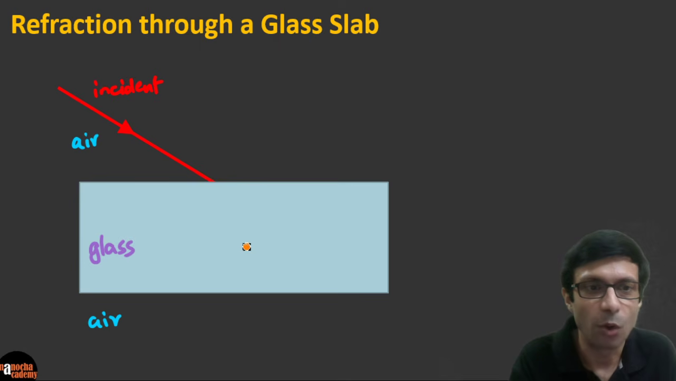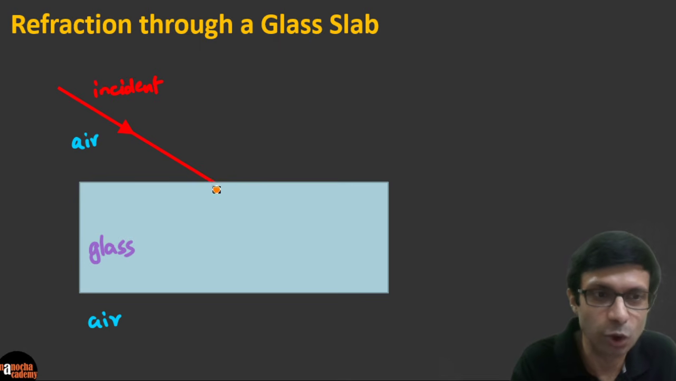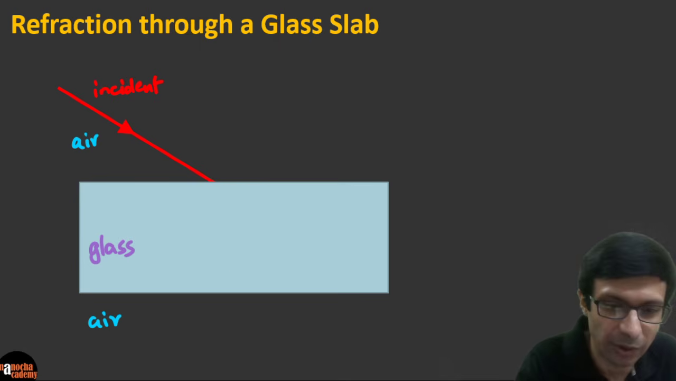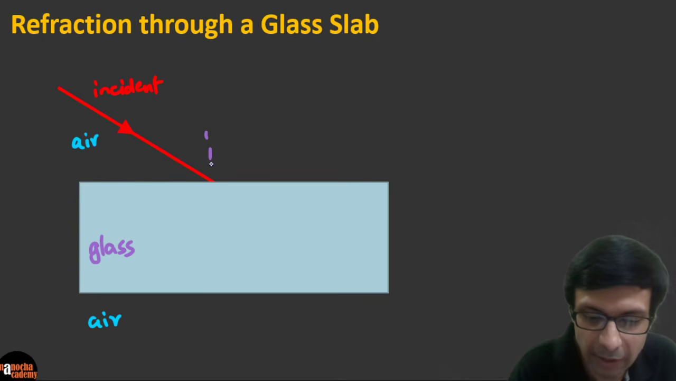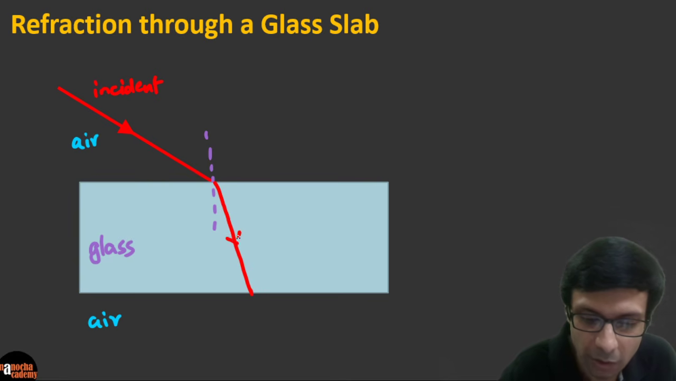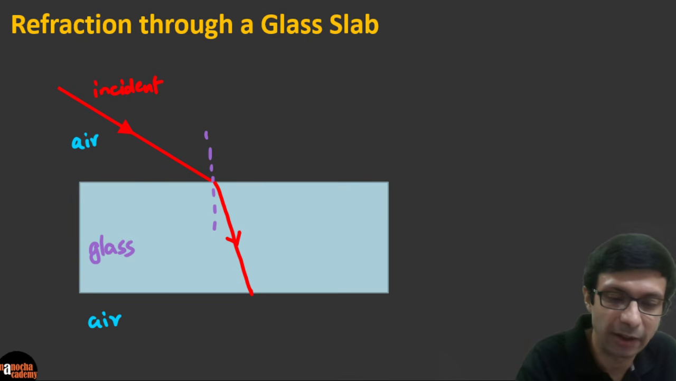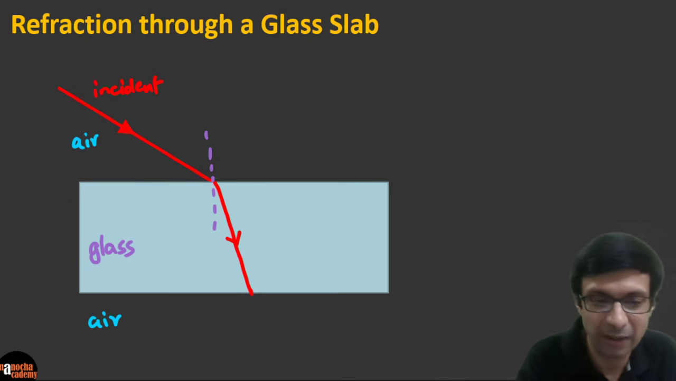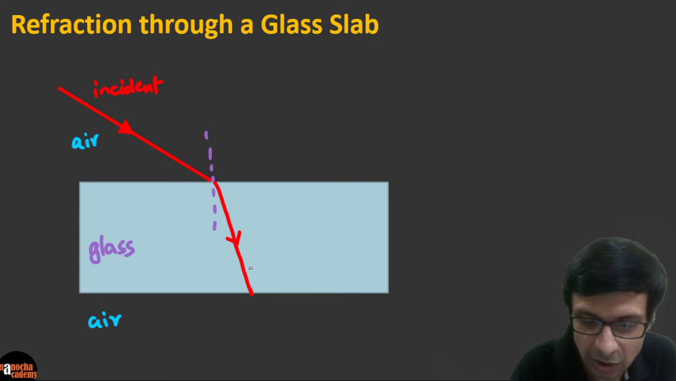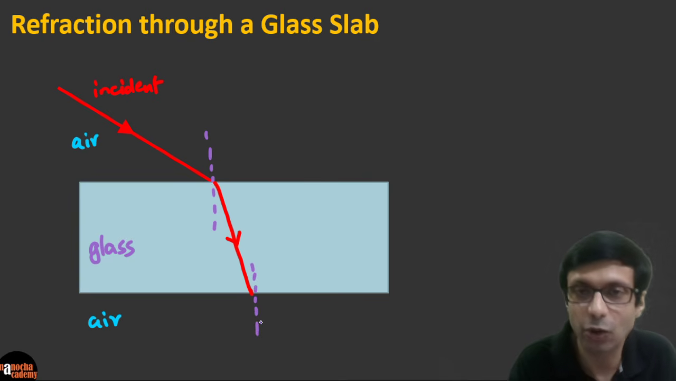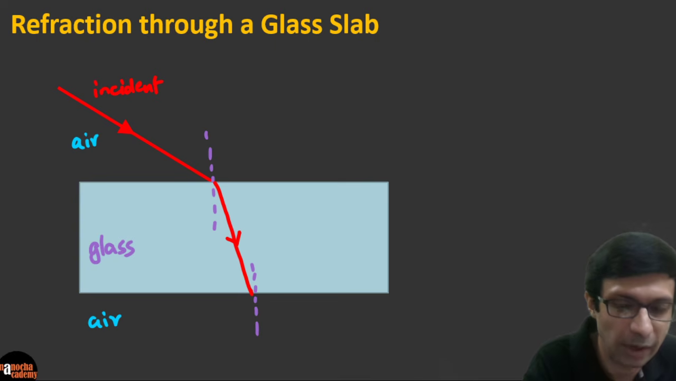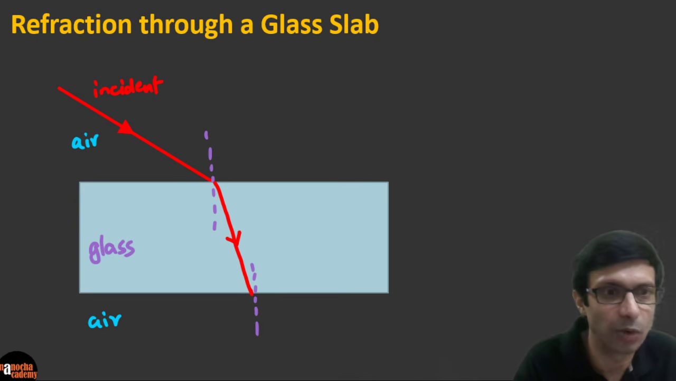Now let's take a look at what will happen when it goes through a glass slab. The first thing is pretty easy. We know that when light travels from air to glass, the light is going to bend towards the normal, because it's going from a rarer medium, air, to a denser medium, right? And now the interesting thing is what's going to happen when light goes from glass to air.